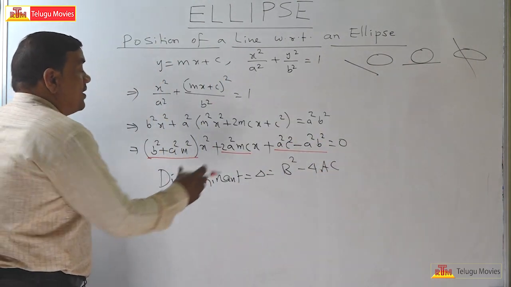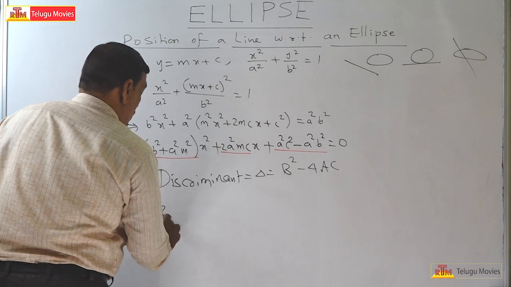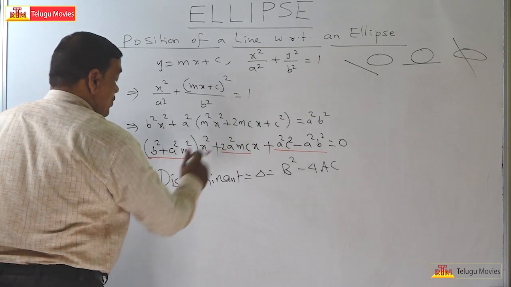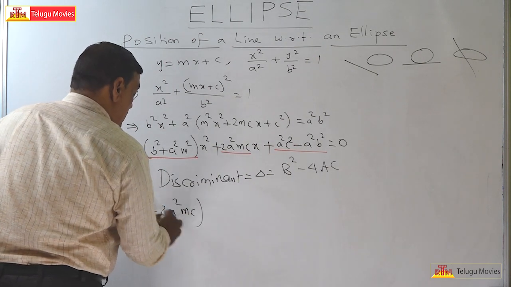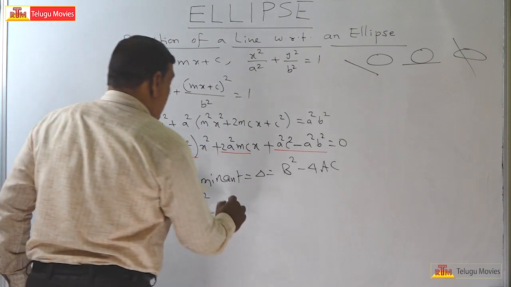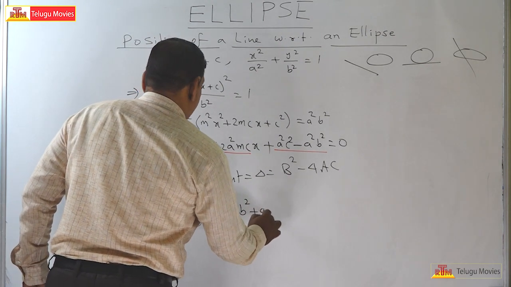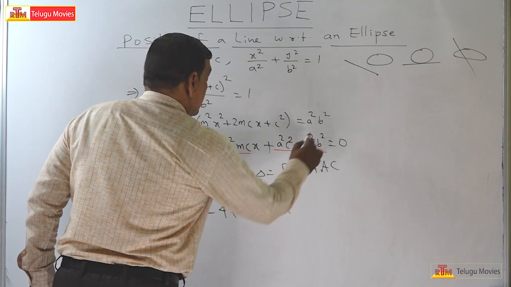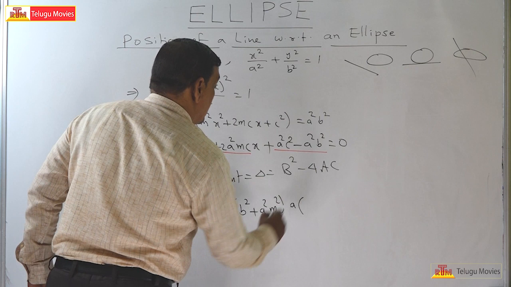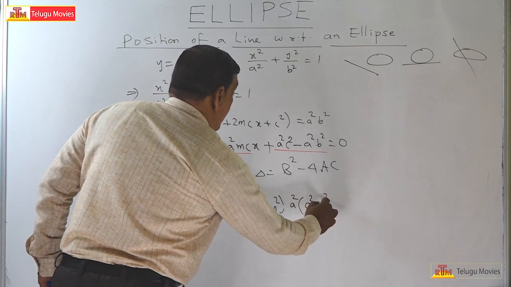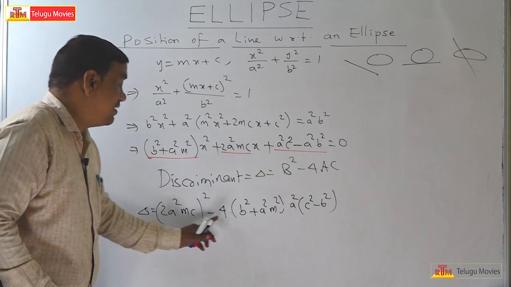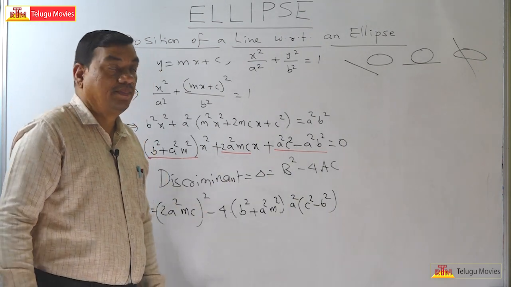What is b square? B square means this quantity. I am finding the delta value: b square means the x coefficient, 2a square mc, whole square, minus 4 into a, meaning the x square coefficient, that is a square m square plus b square, into c. Here a square you can take common outside, c square minus b square. So this is the discriminant, b square minus 4ac.